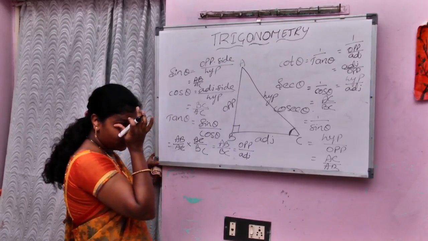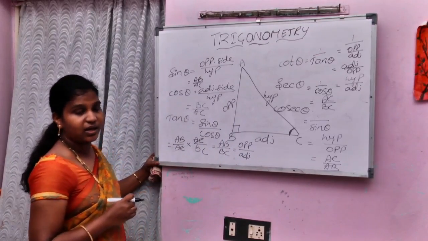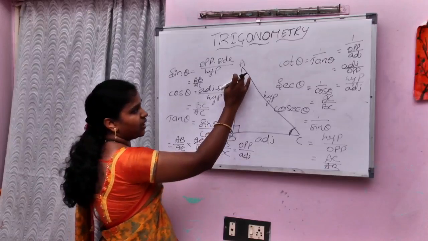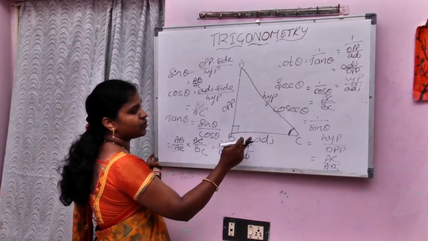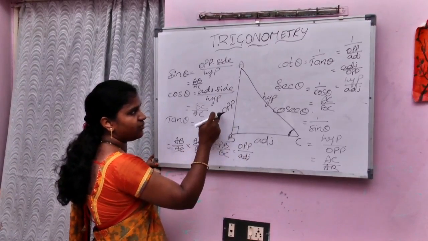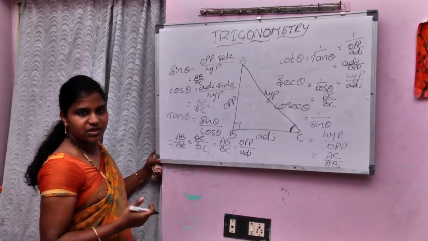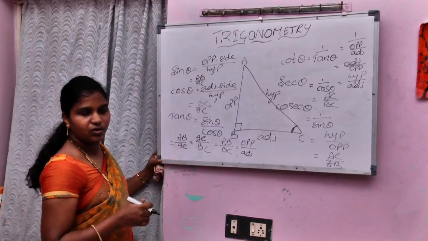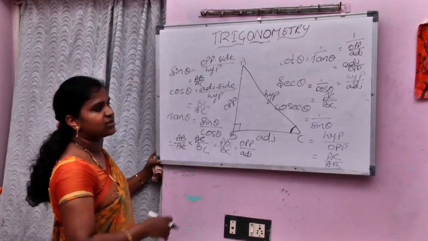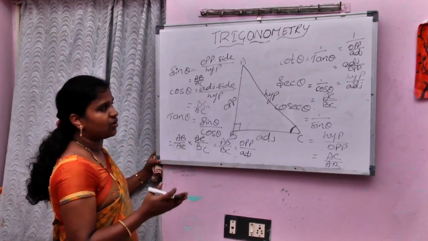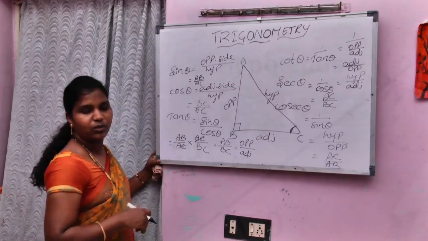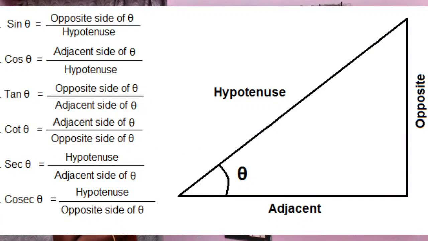By just assuming the acute angle of a right angle triangle. If I had taken the acute angle at A, the opposite side will be BC and the adjacent side will be AB. So in the question it will be represented where we have to consider the acute angle. If not, we have to consider the acute angle. Basing on the acute angle only, we have to mention the 6 trigonometric ratios.